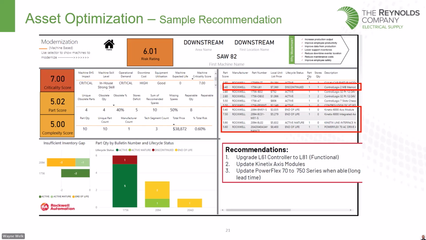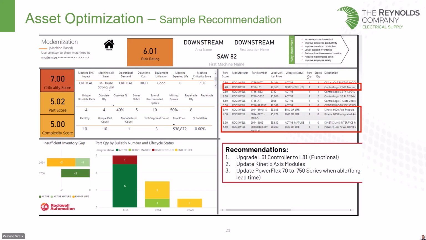This is one particular machine off of that last one that I was showing you here. This is the same customer, same sales sample here. They had an L61 controller that had gone discontinued. We knew that it just needed to go to an L81. That's a functional upgrade, so we didn't have to worry about re-engineering the controls. Their Kinetix motion control modules had gone end of life, so they needed to determine what they would be migrating to. And then we knew what their drives migration path was.